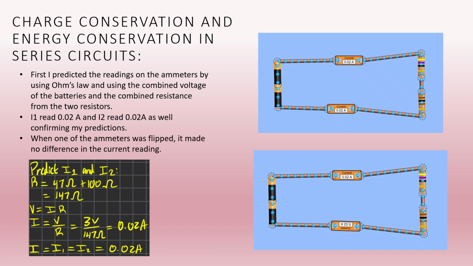So the first part of the lab was charge conservation and energy conservation in series circuits. First I predicted the readings on the ammeters by using Ohm's law and using the combined voltage of the batteries and the combined resistance from the two resistors. I showed my calculations below for that. So that was my predicted current for I2 and I3, or I1 and I2. And then the ammeter readings showed 0.2 amps for both as well. When one of the ammeters was flipped, it made no difference in the current reading.